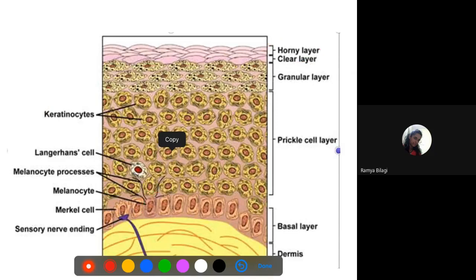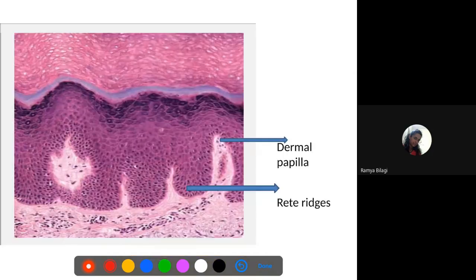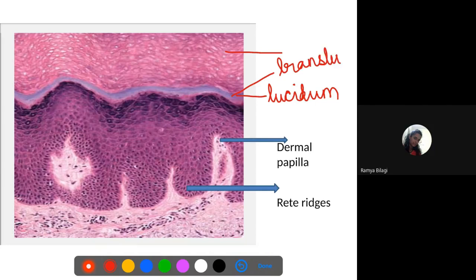This is a histological picture showing the layers of the skin. This is the uppermost layer. This is stratum lucidum. You can just appreciate the color of the lucidum. It is very much different from the other layers of the skin. So it is somehow translucent. This is very, very important, that it is translucent.